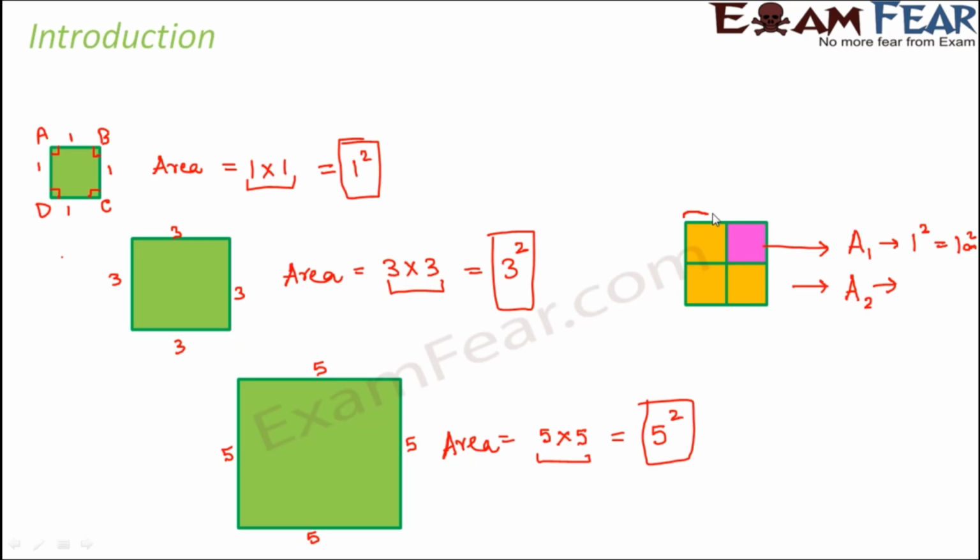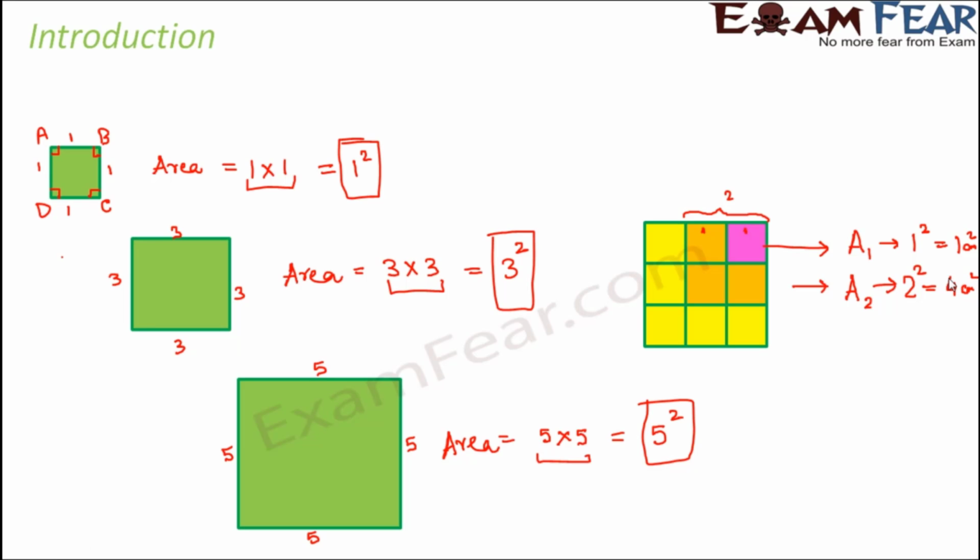Now A2 is the area of the big square. For this you need to find out the length of each side. We have said that all small squares are of identical size, so each side of the small square is 1 centimeter. This is also 1 centimeter. So the total length of one side of the big square would be 2 centimeter. Therefore the area of this big square would be 2 square, because 2 is the length of each side. So this is 2 into 2, that is 4 centimeter square.